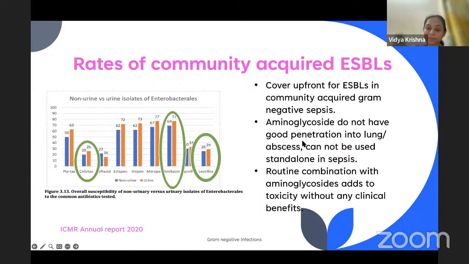Aminoglycosides generally we don't routinely add on because aminoglycosides are not drugs which have very good tissue penetration either into the lung or if you're thinking about a pus-like abscess cavity, it doesn't penetrate well. And obviously you cannot rely on an aminoglycoside as a standalone. So if you're using something like ceftriaxone, amikacin, metronidazole, which means that in most situations amikacin is a standalone drug. So that combination cannot be used. And again, routinely, if you're in the habit of combining aminoglycosides, especially if you're already going to use a BL-BLI or a carbapenem, aminoglycosides are going to add very little to the efficacy, but they might add to the toxicity.